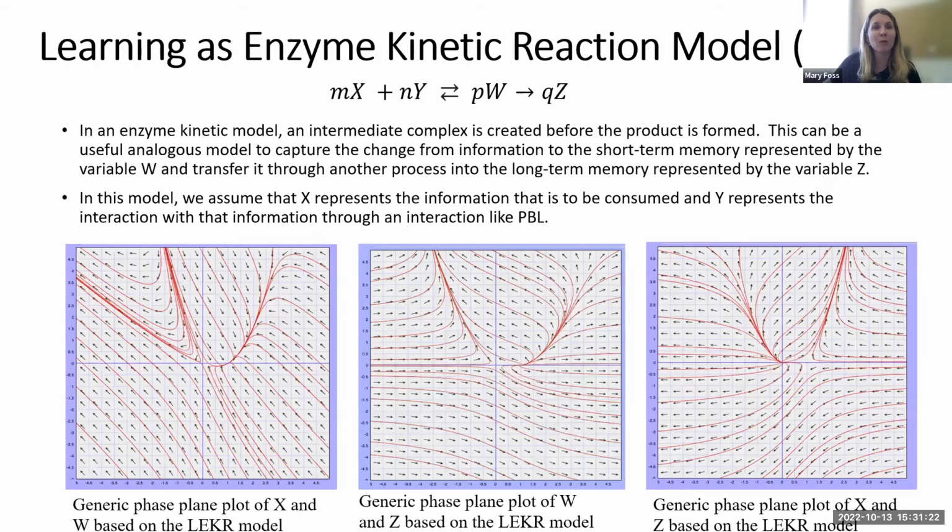Okay, so moving on, we have learning as an enzyme kinetic reaction model. With an enzyme kinetic model, you have an intermediate complex created before the final product is formed. This is a useful analogous model to capture the transfer of information from short-term memory, our variable W, into long-term memory, which is our variable Z. In this case, X still represents the information consumed, and Y is the information that you're interacting with.